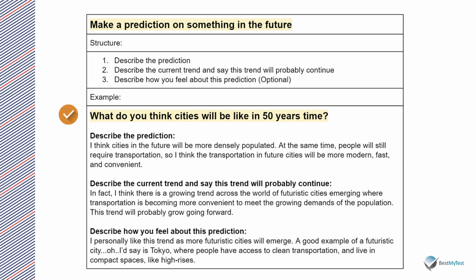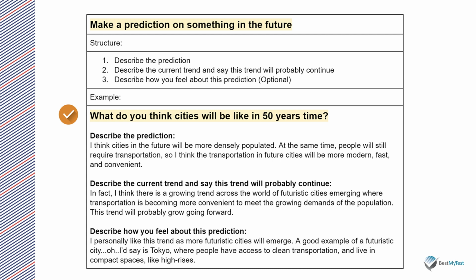I think cities in the future will be more densely populated. At the same time, people will still require transportation, so I think the transportation in future cities will be more modern, fast, and convenient. In fact, I think there is a growing trend across the world of futuristic cities emerging where transportation is becoming more convenient to meet the growing demands of the population. This trend will probably grow going forward.